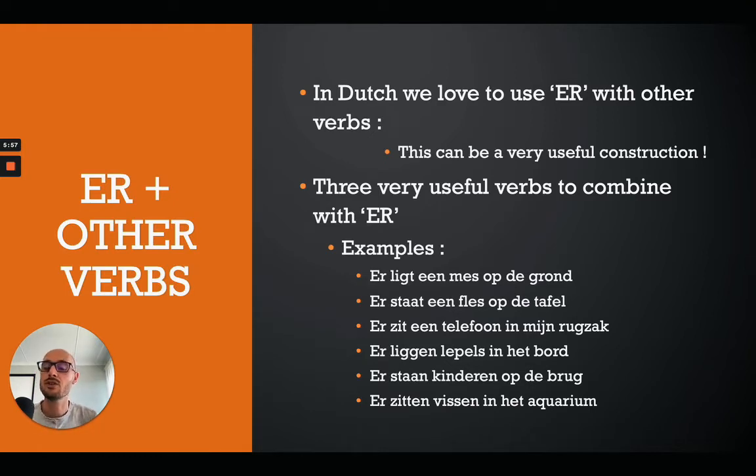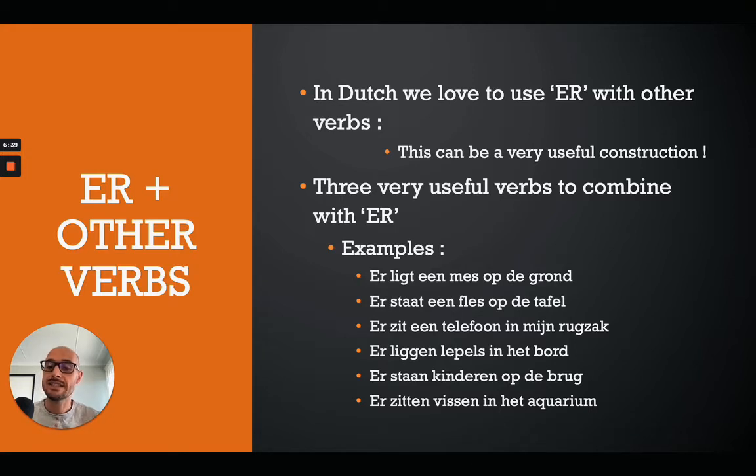Now, why are these verbs so useful? Because we use them all the time. Now, when something is in a horizontal position, right, we will use liggen because it's laying down. And we will say there lies. And we will use it exactly the same like there is and there are. As you can see, the first sentence, er ligt een mes. Een mes, a knife, is singular, so we use the singular form of the verb liggen. So we say er ligt. If you look at the fourth sentence, you see er liggen lepels. Lepels is plural, spoons, so you will say liggen, right? So this is in a horizontal position.